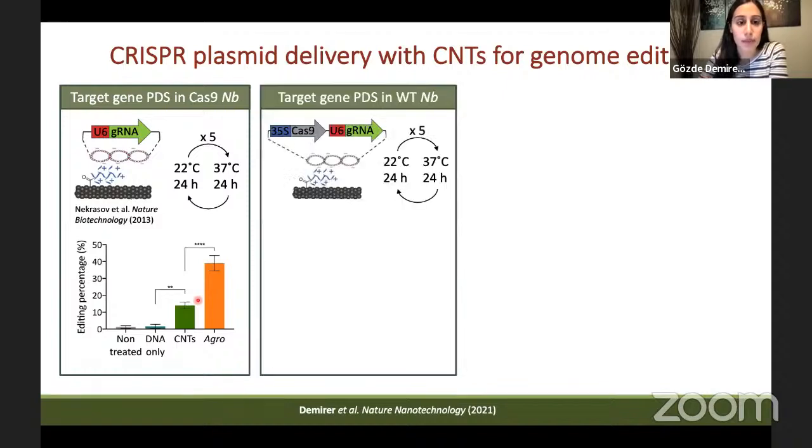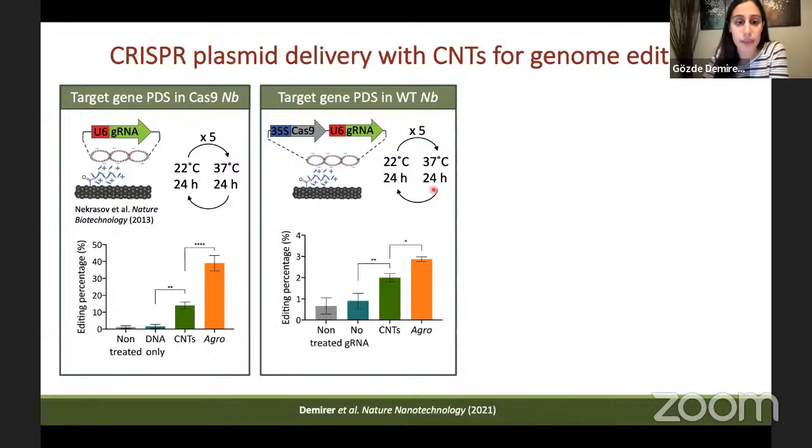And when we do the similar assay in the wild type tobacco plants, in this case to knock out the PDS, we expressed a 35S driven Cas9 and a U6 driven guide RNA. It's the same guide RNA from the first assay. And then we did the same heat treatment. This time we see more or less comparable editing efficiencies between the carbon nanotubes and Agrobacteria. Carbon nanotubes are causing 2% editing efficiency, whereas we have around 2.8% for Agro.